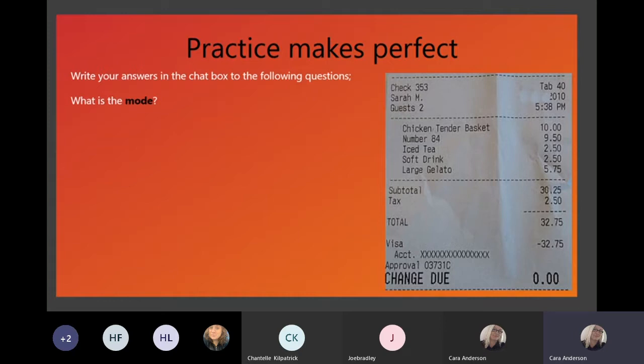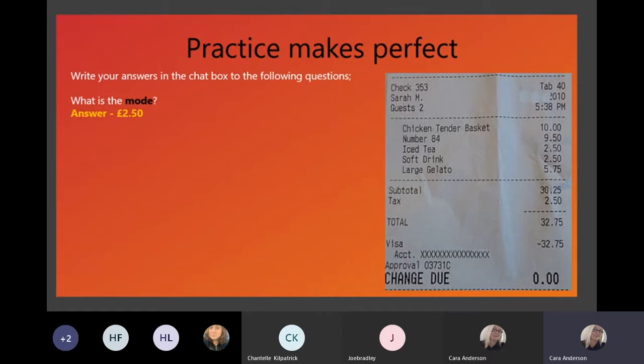Okay, so what is MO? What can you use as a word association? Excellent. Yep, well done, Harry. Harry's got the first answer, so £2.50. It's the most common number that's come up. It's the only one that's there twice. So well done, spot on.